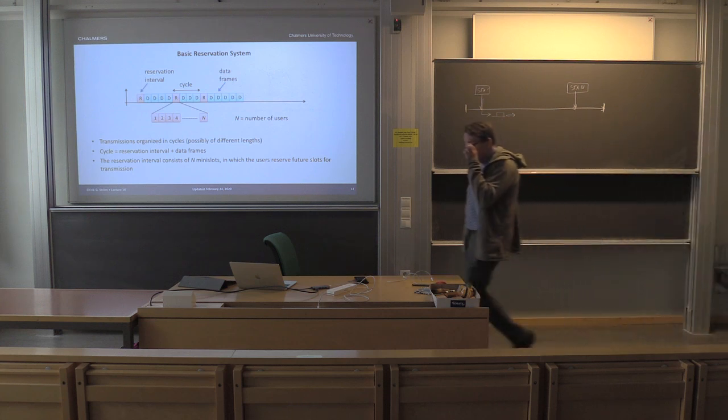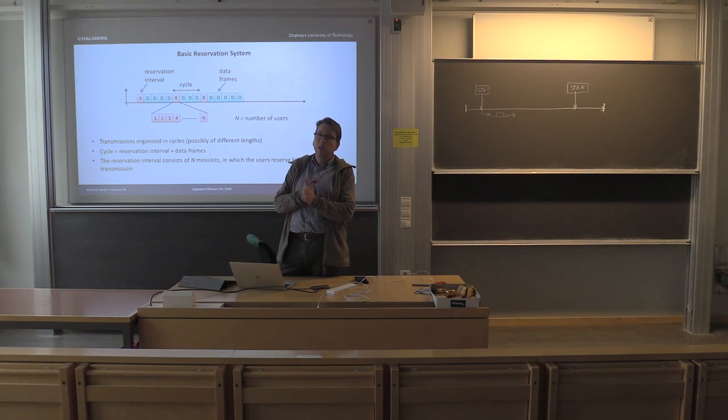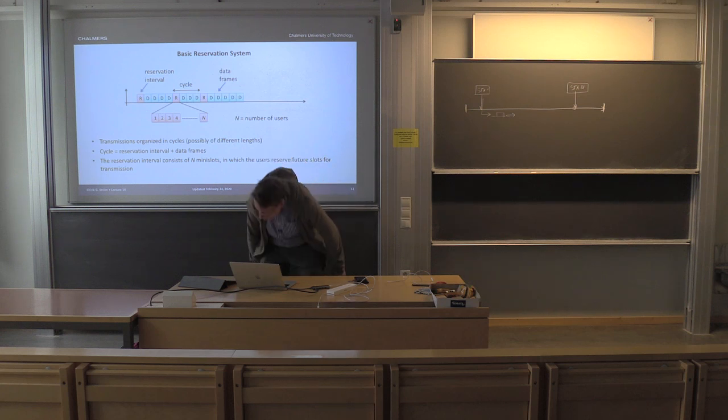Okay, so let's continue then. Our mission here is to talk a little bit about medium access control. Medium access control is about how several receivers share a common medium. And now we will talk about a structured way to do that, which is called controlled access. One of the typical examples of this is something called a reservation system.